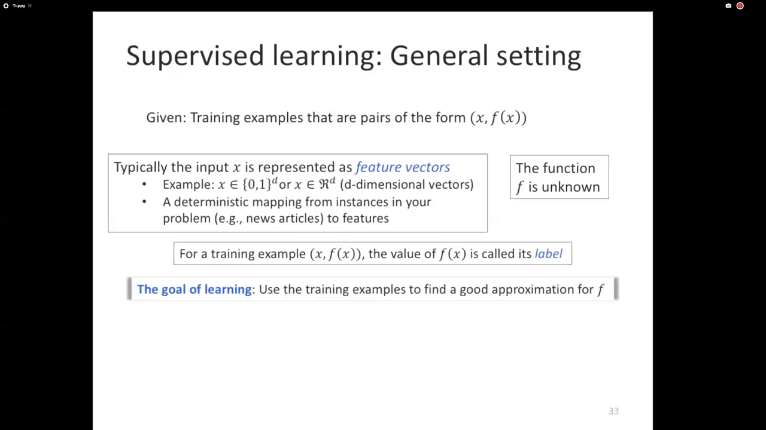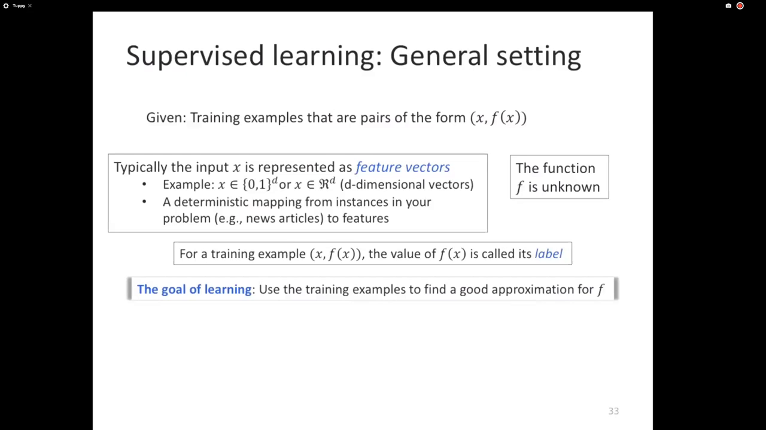Yes. Sir, can you tell us what you mean by deterministic mapping functions? Yes, that's a good question. So the question was, what is a deterministic mapping from instances in your problem? Let's take the concrete example that we had. We have news articles, and I need to convert news articles into a label. News articles are just strings, if you're lucky. They might be images, but let's say they're strings, or HTML or a PDF or something like that. These are objects that have meaning in the real world.